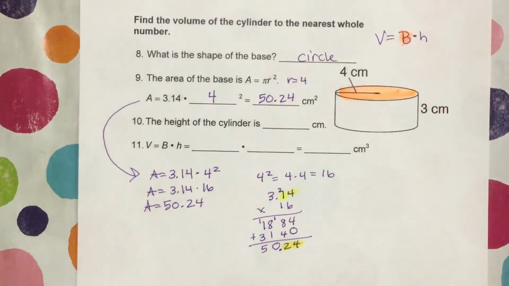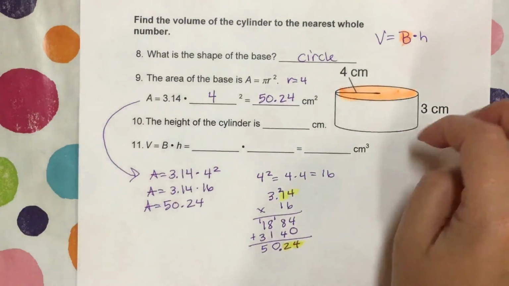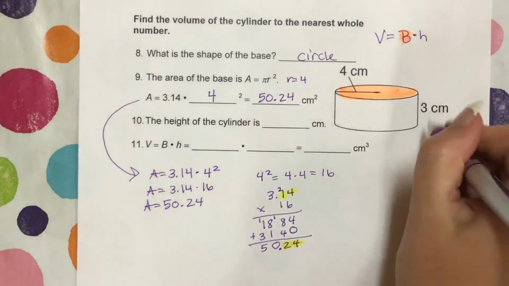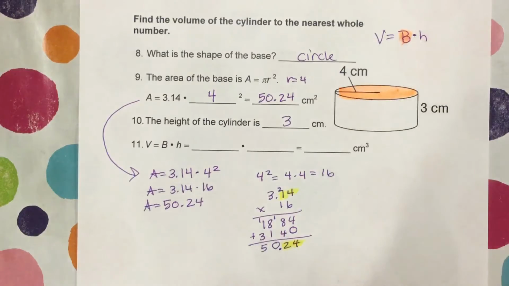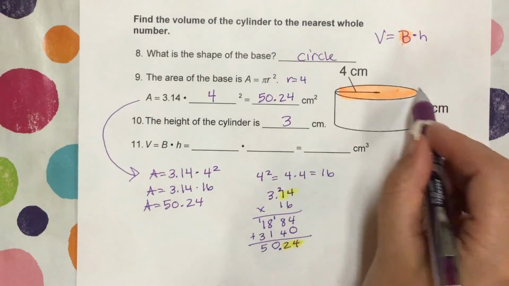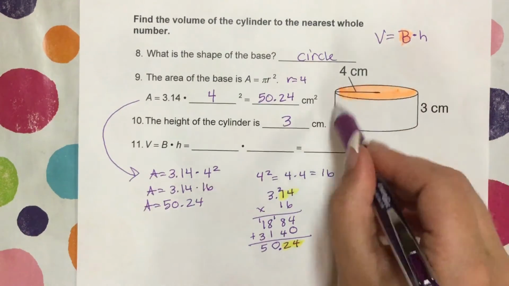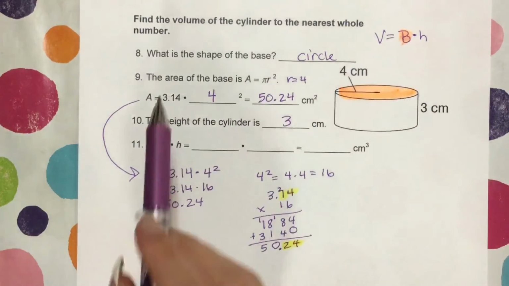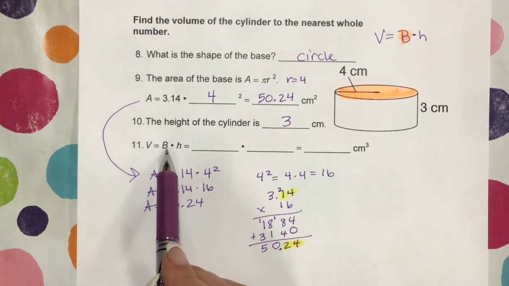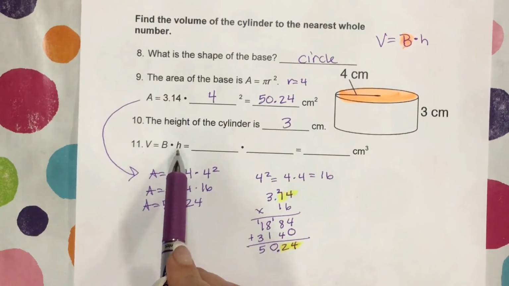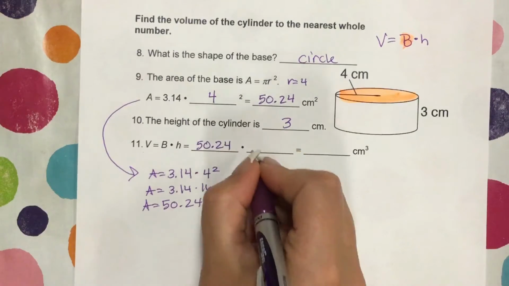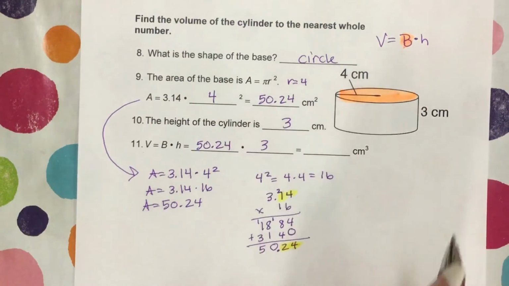50.24. Now we need to determine, what is the height of the cylinder? The height of the cylinder is equal to 3 centimeters. So if we want to find the volume, how much space this entire three-dimensional figure holds, the volume is found by taking the base and multiplying it by the height. So the base is 50.24 times the height, which is 3.